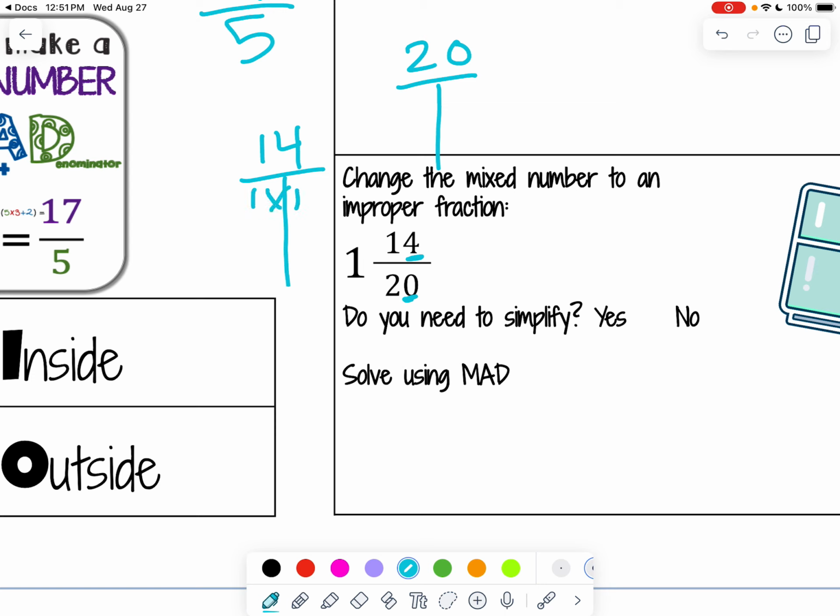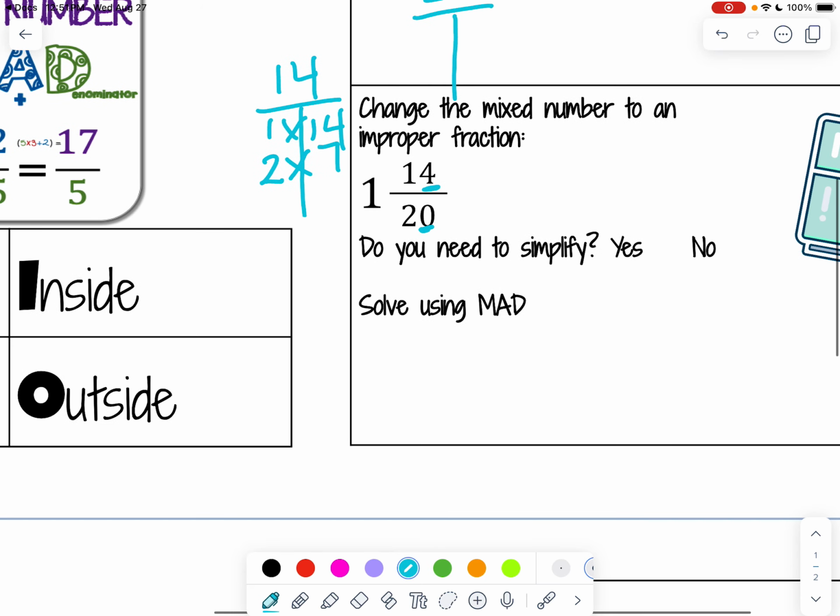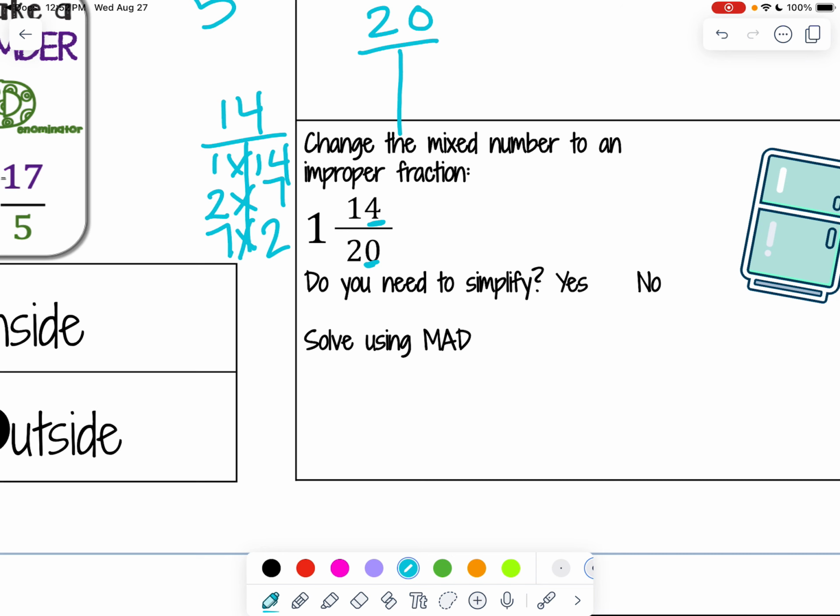I know that 1 times 14 gives us 14. It's even, so I know I can do 2 times 7. Can you multiply 3 times anything to get 14? You cannot. So we're going to skip 3. We also can't multiply 4, 5, or 6. So our only other option would be 7 times 2, and we can stop because that is a turnaround fact.